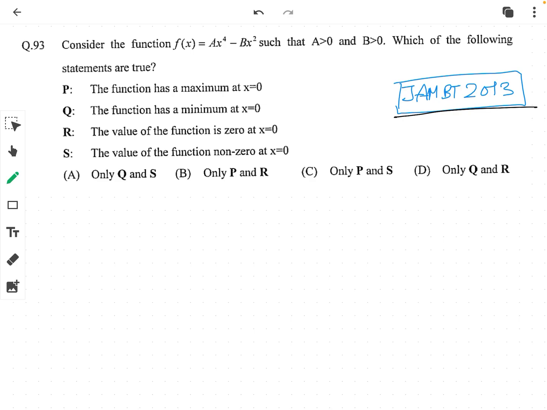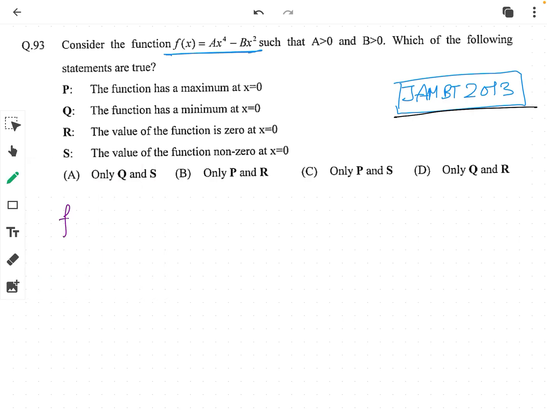And the options are option A, only Q and S are correct. Option B, only P and R. Option C, only P and S. Option D, only Q and R. Now, what to do to solve this question? First of all, our first step is to find the first derivative of f(x). So this is our function and we need to find the first derivative of f(x).